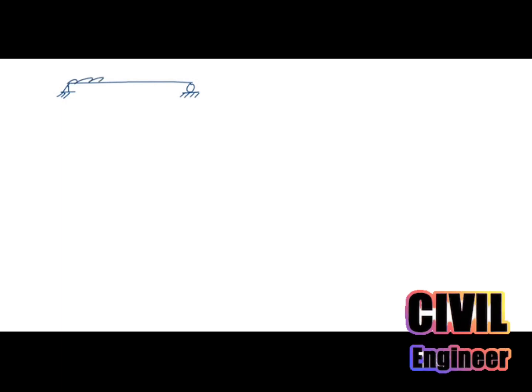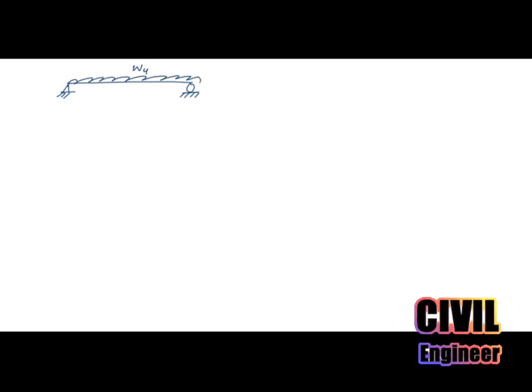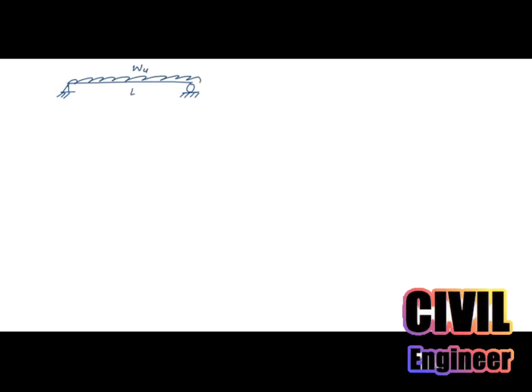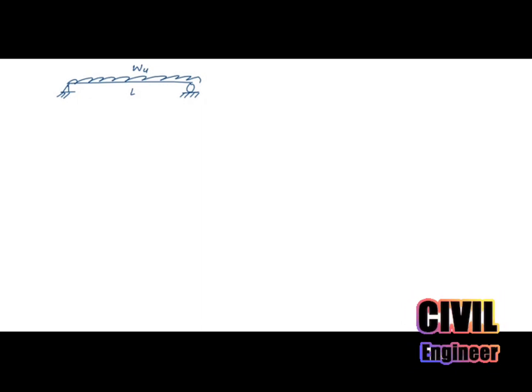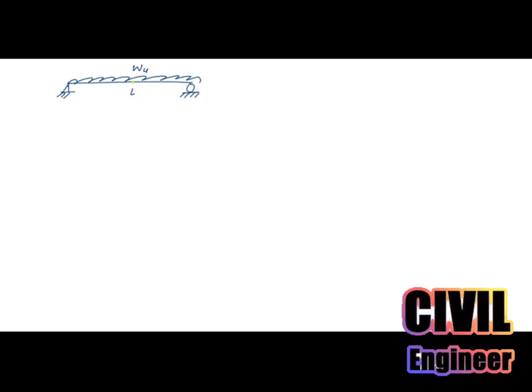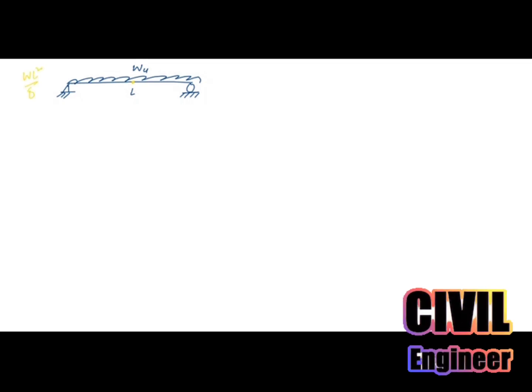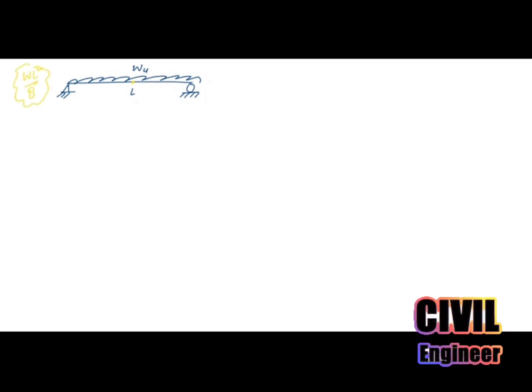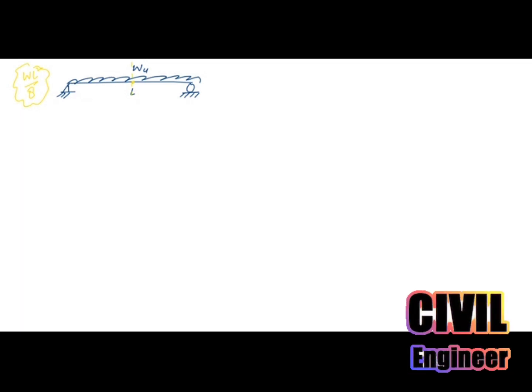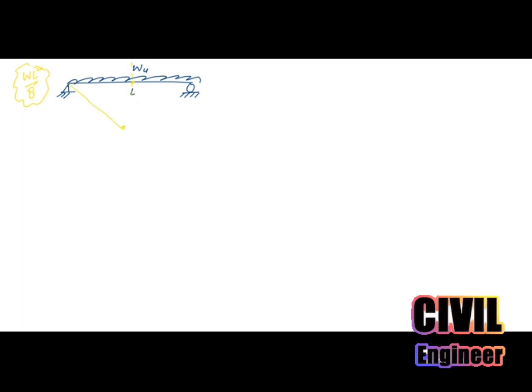Similarly, let's take the second case. Same beam, but we have a UDL. We have to find this WU such that a plastic hinge is formed. Here the plastic hinge will be formed at the center because here we have a maximum bending moment of WL square by 8. Now let's assume a hinge is formed here.